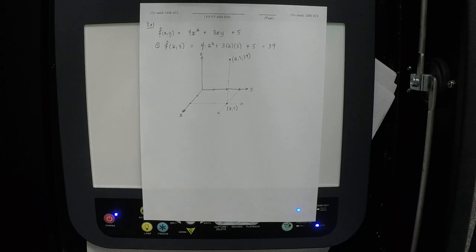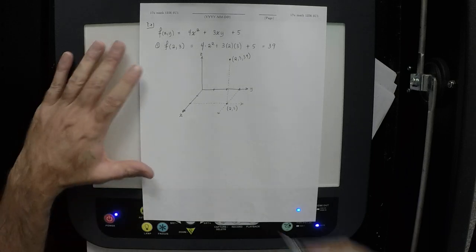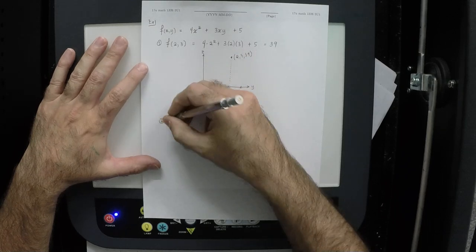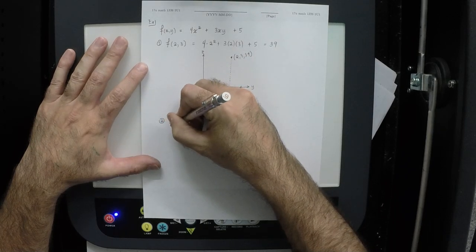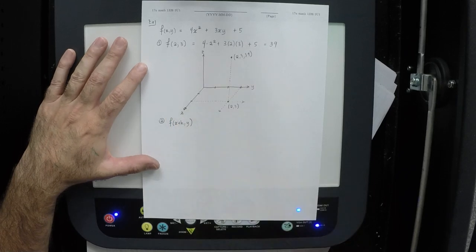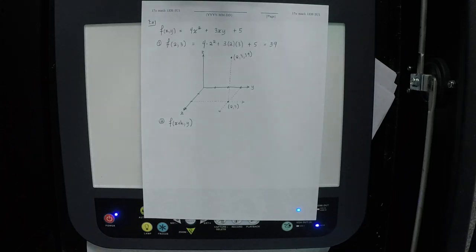Good. So then now what I'd like for you to understand is that in principle you could plot any function whatsoever by just taking any function and then plugging in millions and millions of points and just plotting them. Okay? And it would be as tedious as it sounds. So now for that function, I would like for you to compute f of x plus h, comma, y. And I want you to simplify it as much as possible.